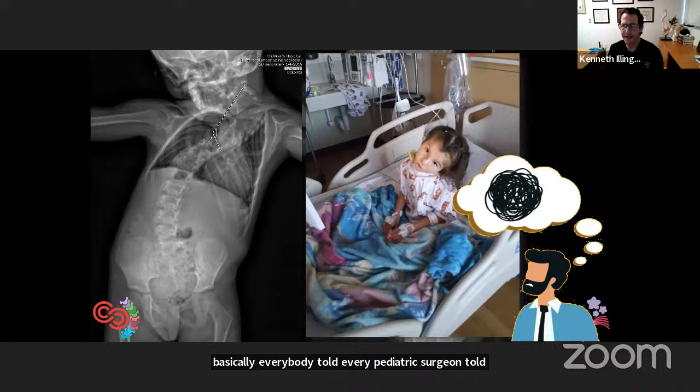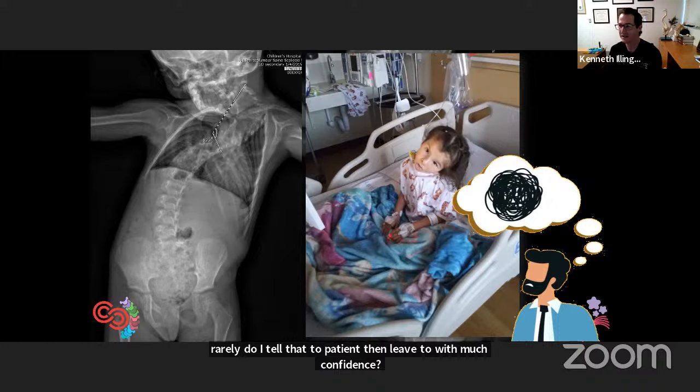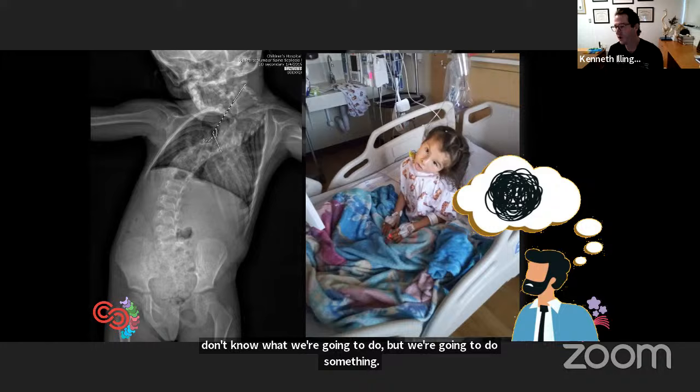And so when I was talking to mom, I said, listen, I don't know what we're going to do. I very rarely tell that to patients; it doesn't lead to much confidence with the families. But I said, listen, I don't know what we're going to do, but we're going to do something. I said, let's do some traction and see what we get, with the understanding that we don't know what we're going to get and where we're going to be in 4 weeks.